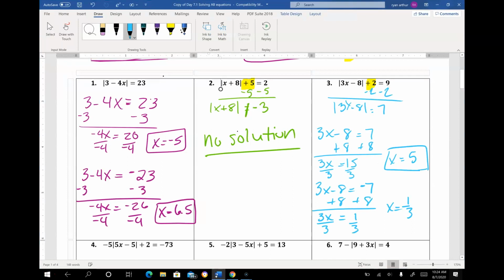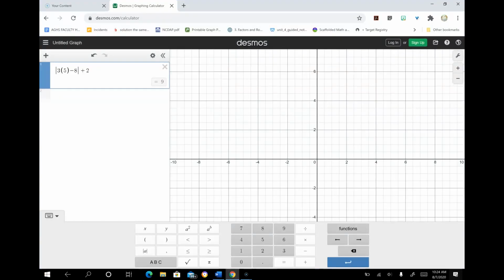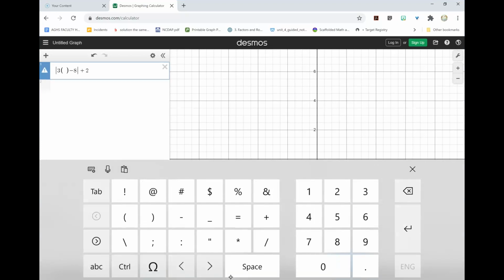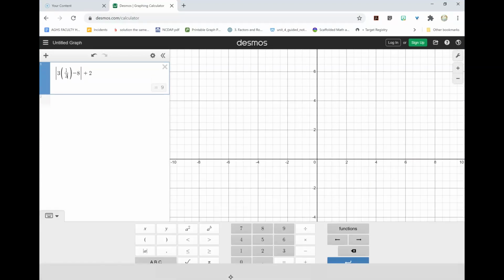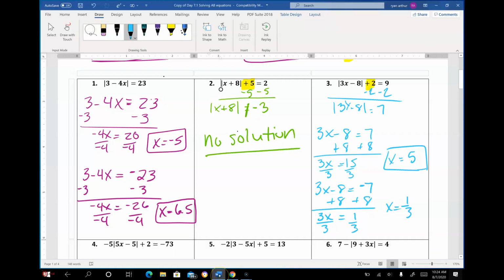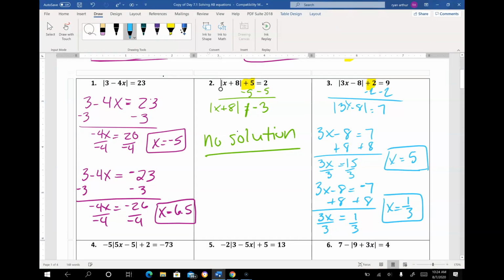Now let's try 1/3. So we're going to change 5 to 1/3, and we still get 9. So both these answers are a solution, and so our answer to number 3 would be 5 and 1/3. Okay? All right.